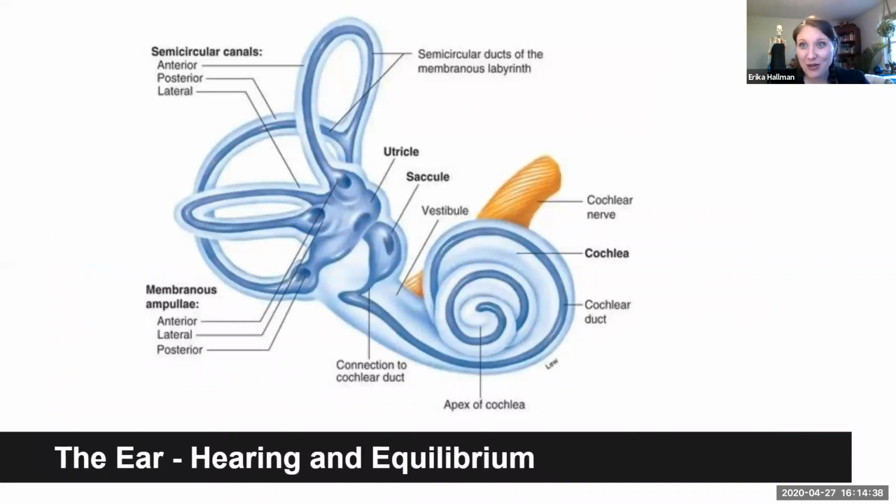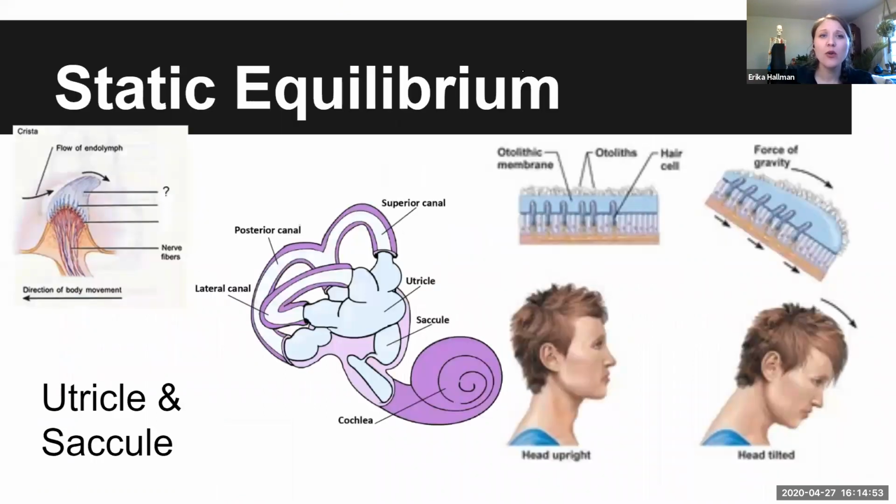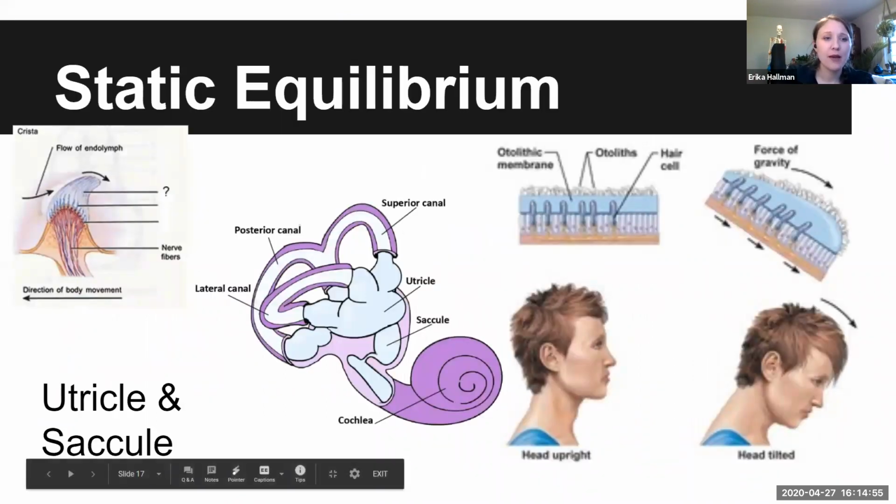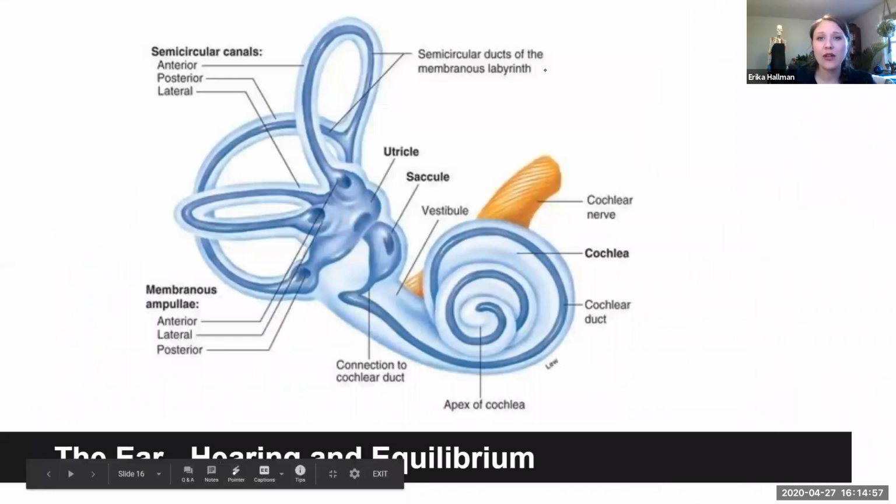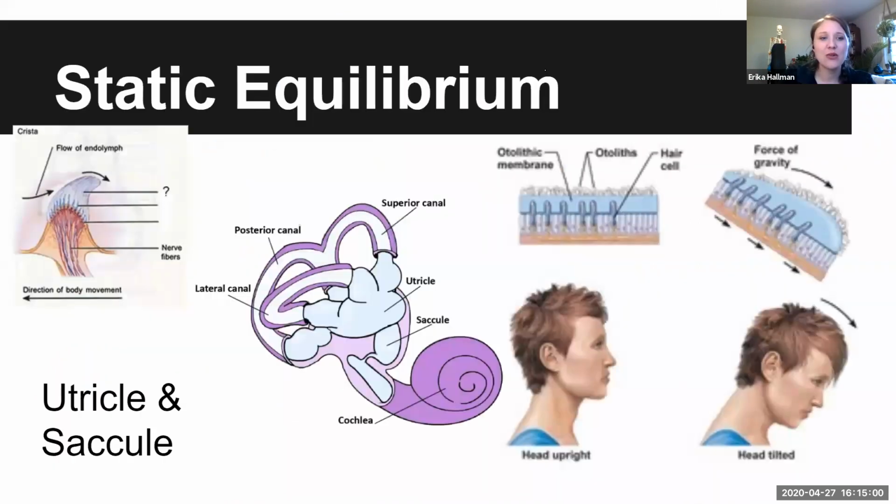The other part of your ear that we mentioned are these things called the semicircular canals. So these are going to be parts of your ear that help with equilibrium in addition to hearing. The parts that have to do with hearing really are just the cochlea, oops, let's back up, the cochlea and the cochlear nerve. So this part really has to do, goodness gracious.